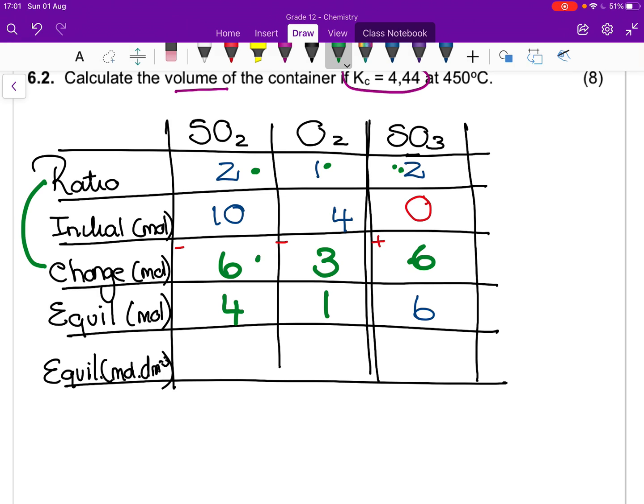This is the trick to this question. They wanted to know what the volume was. We didn't know the volume. But at this point, we need to change the number of moles into a concentration. And concentration is number of moles over volume. So I can go 4 over my volume, 1 over my volume, 6 over my volume. So I've got an unknown. And that's okay because I know what my Kc value is.